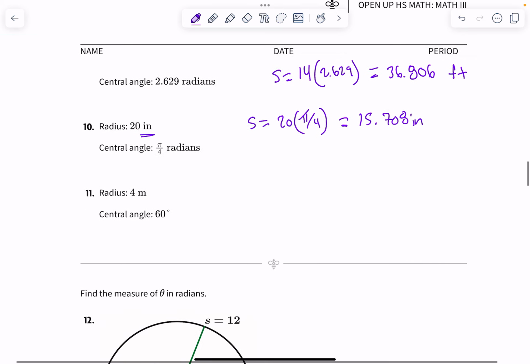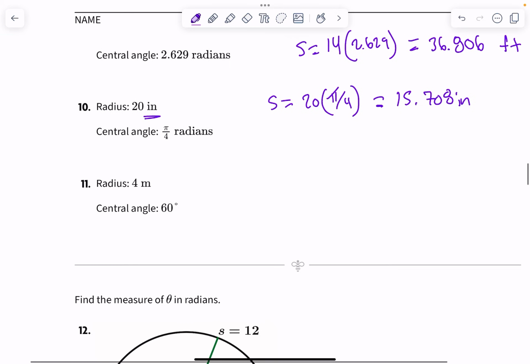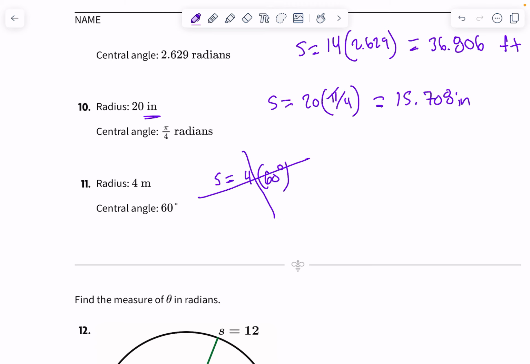Okay, let's go. So we have S equal to 4 times 60 degrees. Am I going to put 60 degrees there and multiply it out? No, that is not right. I need to convert 60 degrees to radians. How am I going to do that?